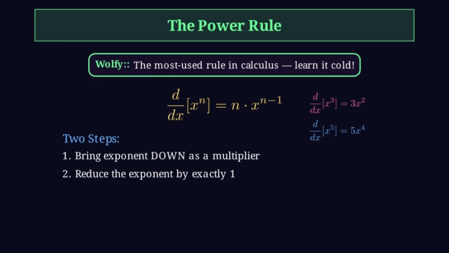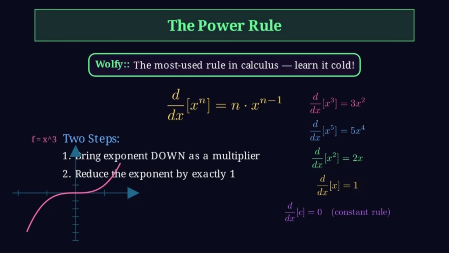Example 2, d over dx of the quantity 3x plus 1 to the 5th. Outside, power rule gives 5 times the quantity to the 4th. Inside, derivative of 3x plus 1 is 3. Answer, 15 times the quantity 3x plus 1 to the 4th. Every time you see something inside something else, think chain rule.